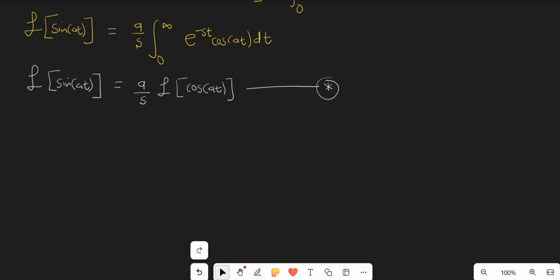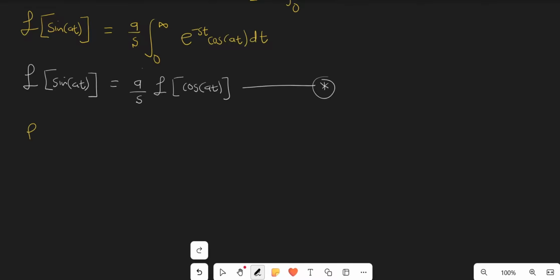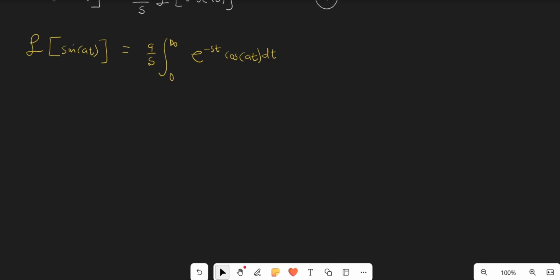We are going to apply integration by parts again for this one. So we are going to have the Laplace transform of the sine of at, and this is equal to a over s multiplied by the integral from 0 to infinity of e raised to the power negative st times the cosine of at dt. Cool. So now let's apply integration by parts again for this one, for the second time.